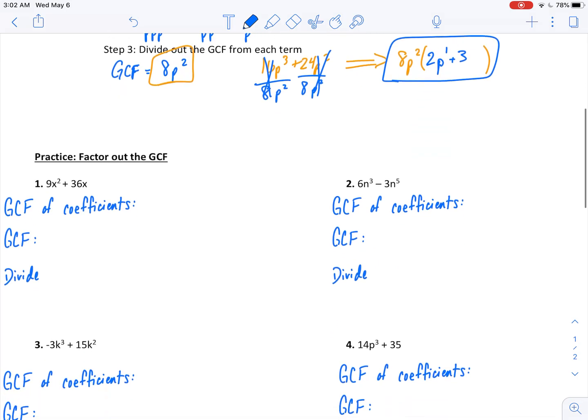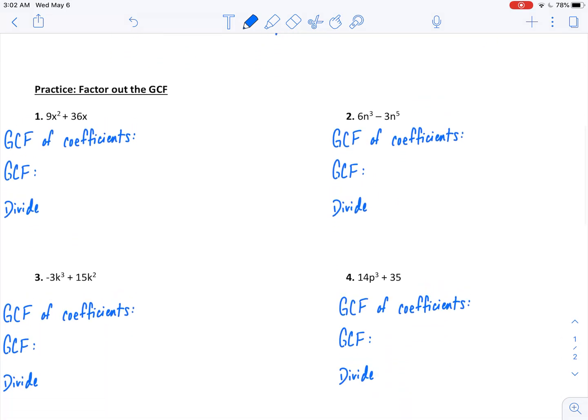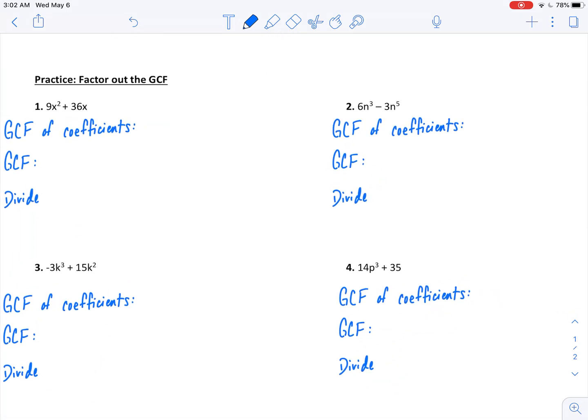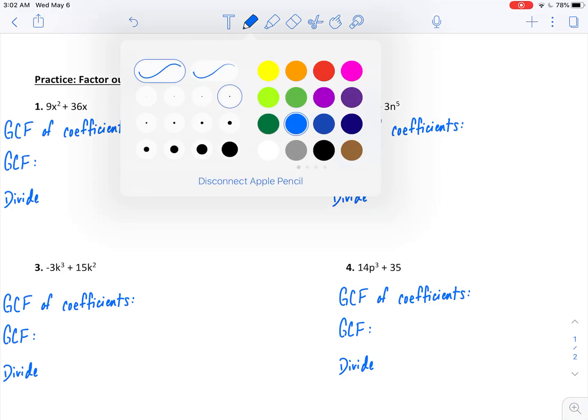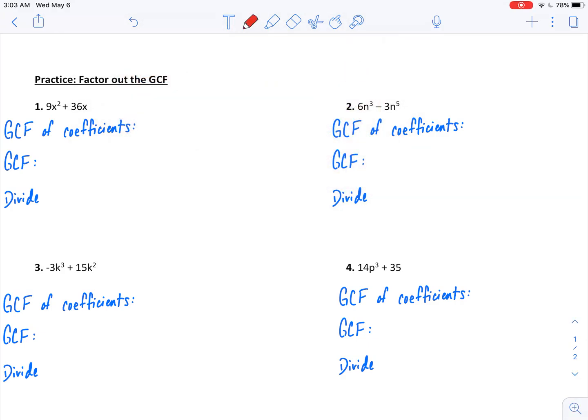Alright, now let's look at numbers 1 through 4. I'm going to do 1 and 2, and I'll leave 3 and 4 for you guys. So number 1, we're going to find the GCF of our coefficients of 9 and of 36. So 9 I've got 3 times 3, and 36 I have 6 times 6, and 6 is 3 times 2, and 3 times 2.